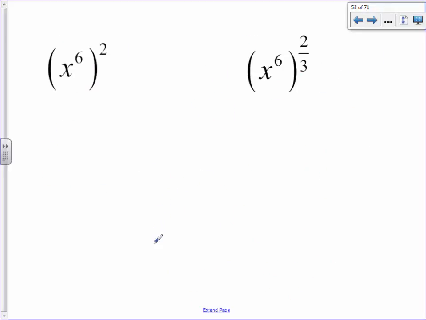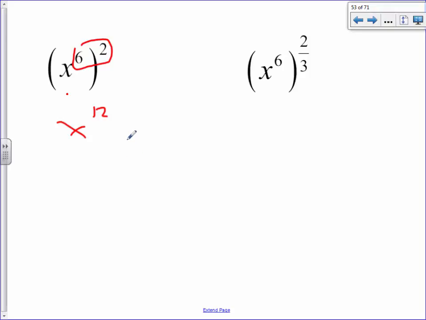Let's try some more examples. What if I don't give you a number? What if I give you x? Does that change anything? Or can we still deal with it? What's the rule for exponents when they're around brackets like that? You just multiply them, right? So 6 times 2, 12. That's not so bad, right?